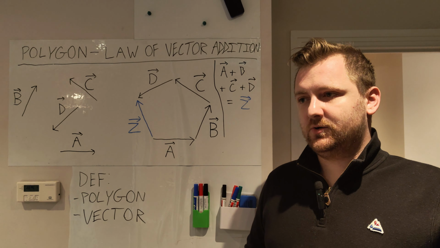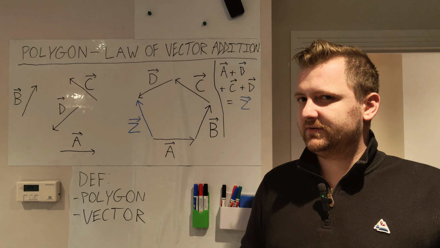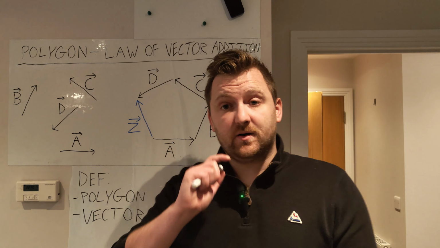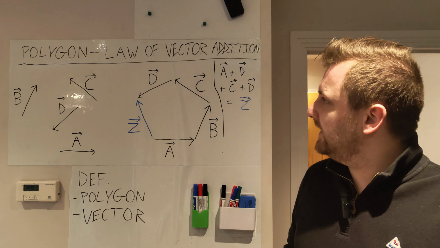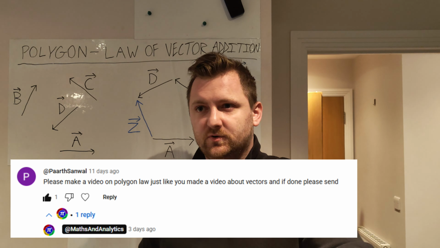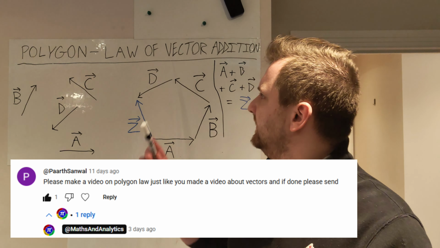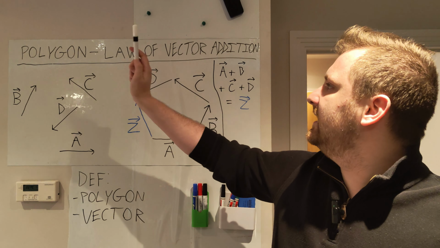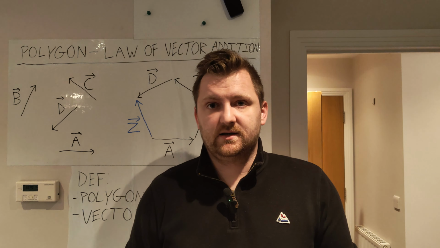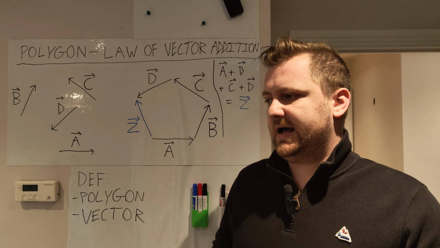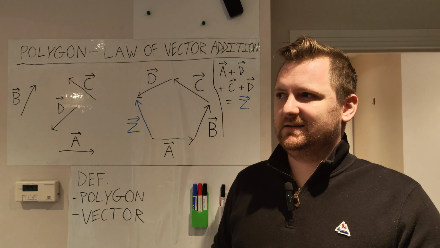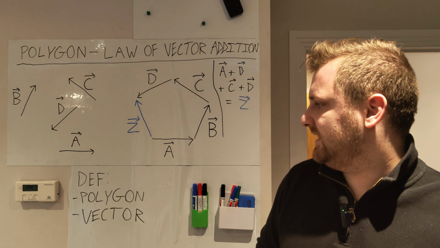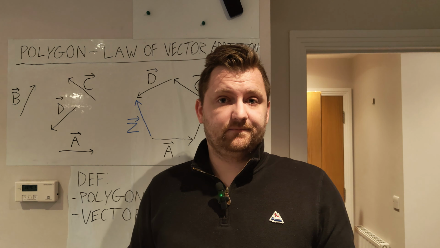I received a request from, I think it was Path Samwell. I apologize if I'm saying your name wrong. I'll pop up the comment. They requested something along the lines of Polygon law, but I decided they were asking about the Polygon law of vector addition. This was something that I had not actually come across before, or at least I didn't really remember it. So I looked into it and I'm going to explain my understanding and my interpretation of it.